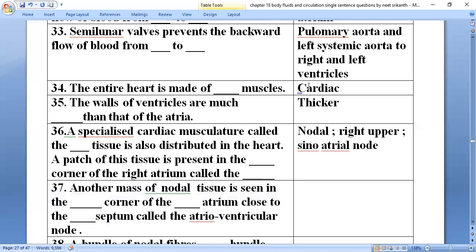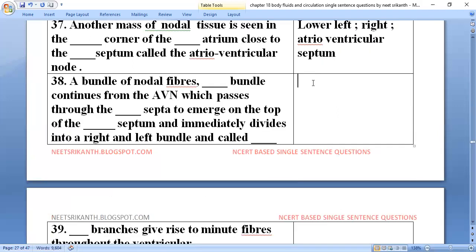Another mass of nodal tissue is seen in the lower left corner of the right atrium, close to the atrioventricular septum, called the atrioventricular node. A bundle of nodal fibers, the atrioventricular bundle, continues from the AVN.